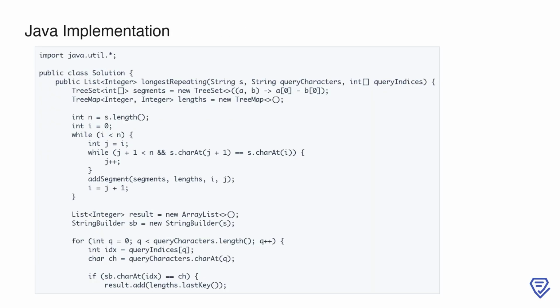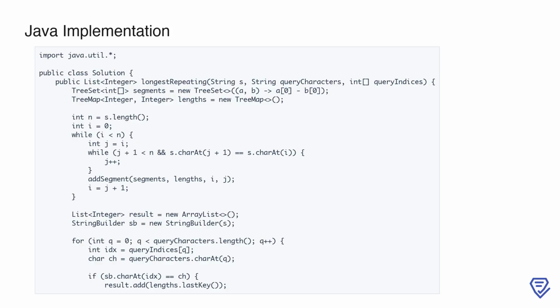In this implementation, we start by importing the necessary libraries and defining our Solution class. The method longestRepeating takes three inputs: the string s, the string queryCharacters, and an array of integers queryIndices. These represent the initial string, the characters to be queried, and their respective indices. To manage the segments of repeating characters, we use a TreeSet called segments, which keeps track of intervals sorted by their starting positions, and a TreeMap called lengths, which stores the frequency of different segment lengths. Next, we iterate over the string s to identify segments of contiguous repeating characters.